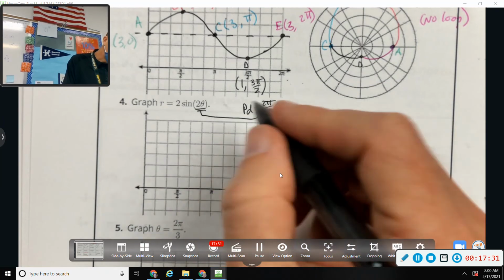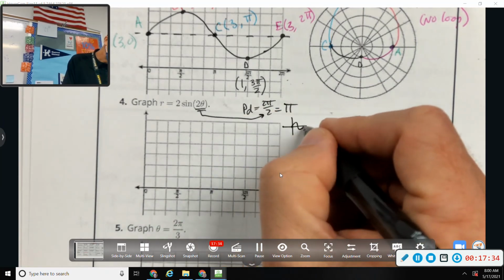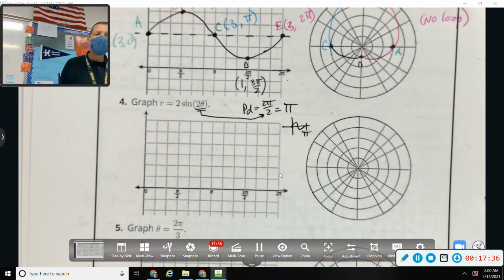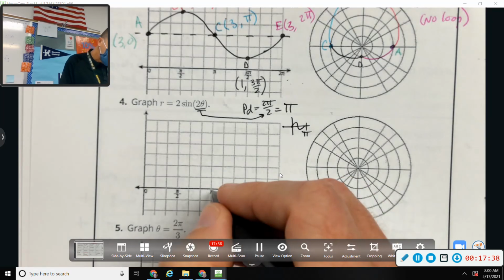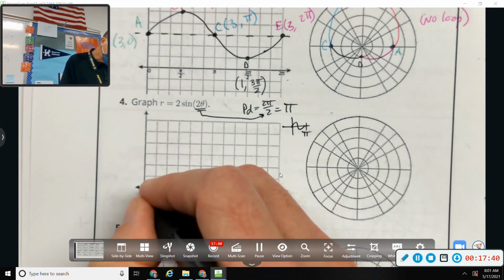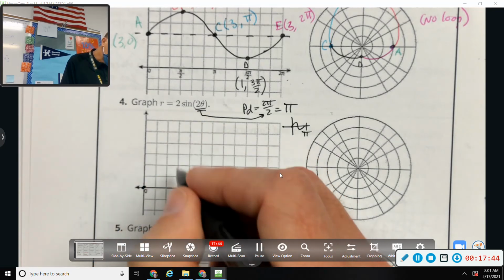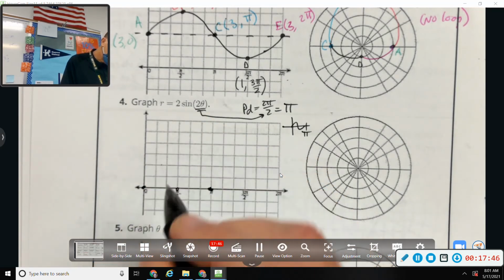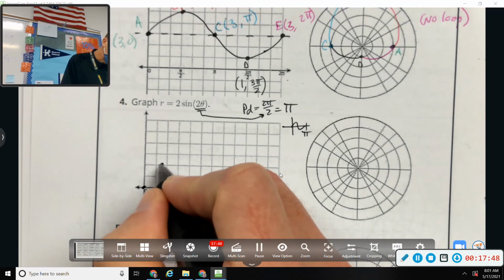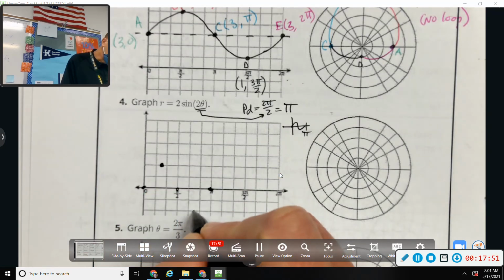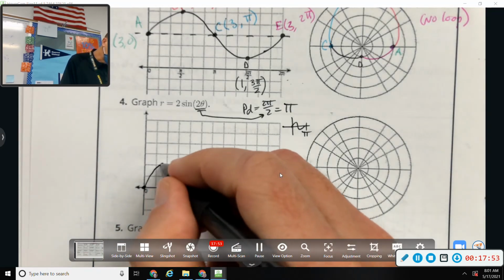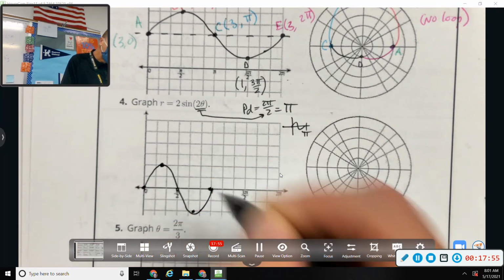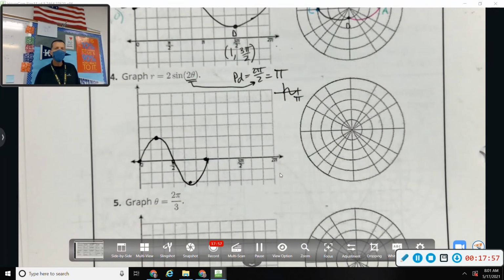So I want to graph sine, but it finishes at pi. And we have an amplitude of 2. We're kind of missing this, it doesn't fall on the grid line exactly here. So there's my graph from 0 to pi.